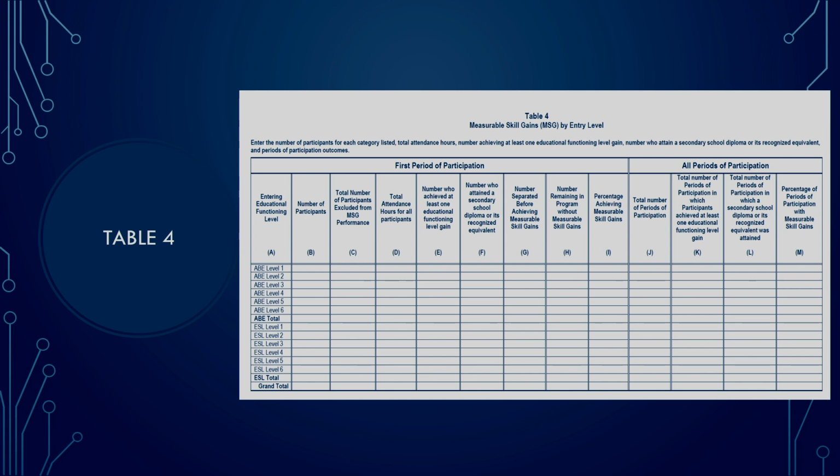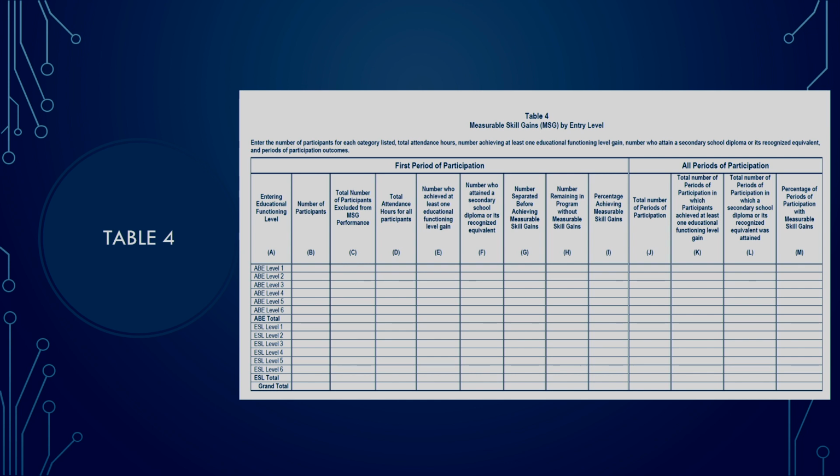Column L is the same total number of periods of participation who've achieved their secondary diploma or their GED. Again, it will be either equal to or greater than column F. Column M is just a percentage of those who have achieved a period of participation. So it is column K plus column L divided by column J, the total number of periods of participation.